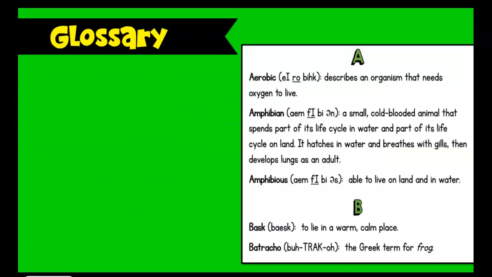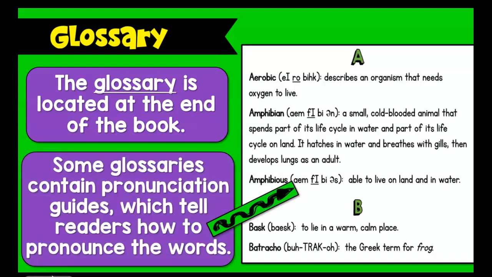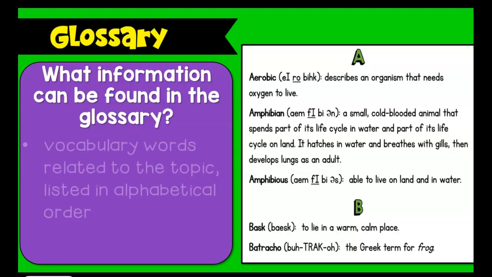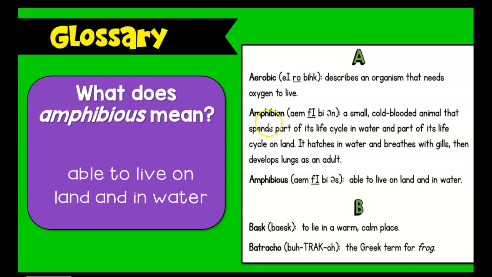The last one we're going to talk about is the glossary. The glossary is located at the end of the book. Some glossaries contain pronunciation guides, which tell readers how to pronounce the word. What information can be found? Vocabulary words, which are those bold words we talked about, related to the topic, listed in alphabetical order, and their definitions. So what does amphibian mean? So we would look up here for amphibian, and we'd look: able to live on land and water.